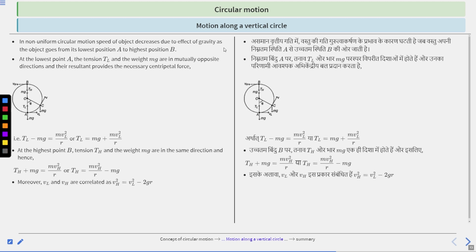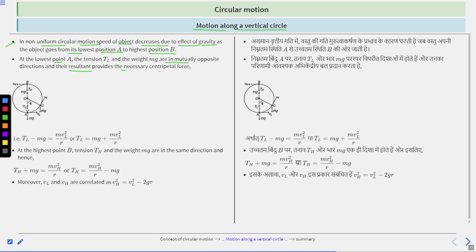Next is motion along a vertical circle. In non-uniform circular motion, the speed of the object decreases due to the effect of gravity as the object goes from its lowest position A to the highest position B. At the lowest position A, the tension TL and the weight mg act in mutually opposite directions, and their resultant provides the necessary centripetal force.